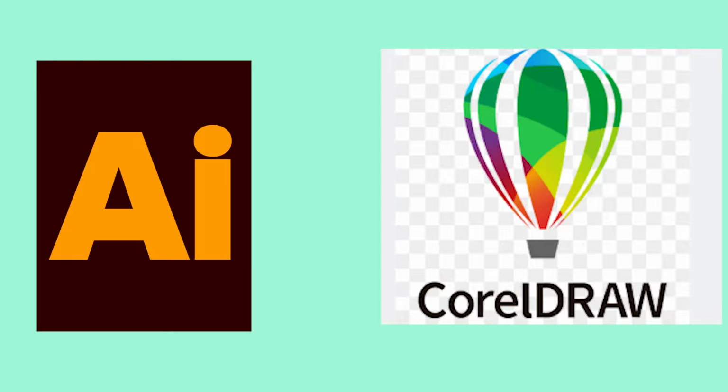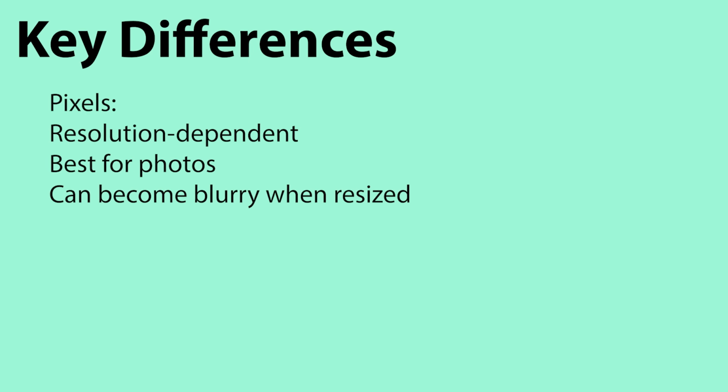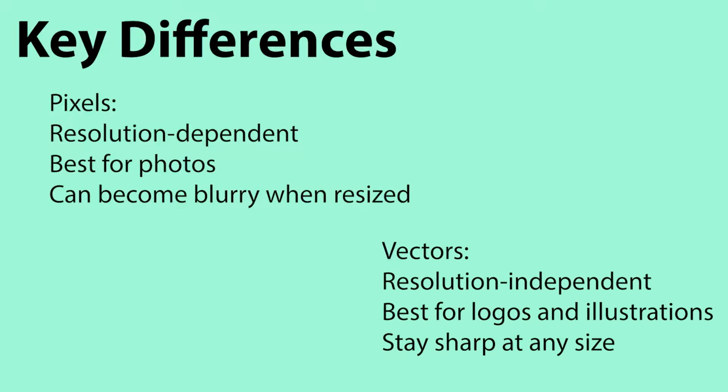Programs like Adobe Illustrator or CorelDRAW are designed specifically for creating vector graphics. Vectors are ideal for logos, icons, typography, branding materials, and print design. Anything that needs to scale should be created as vectors. So the key difference between pixel and vector is pixels are resolution dependent, best for photos, and can become blurry when resized. Vectors are resolution independent, best for logos and illustration. They stay sharp at any size.